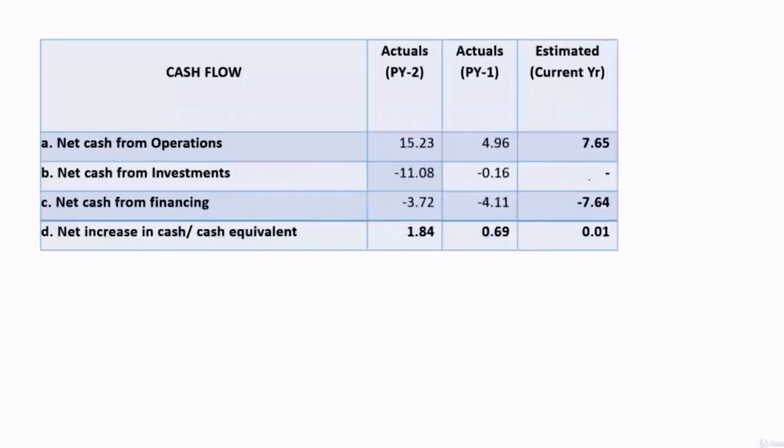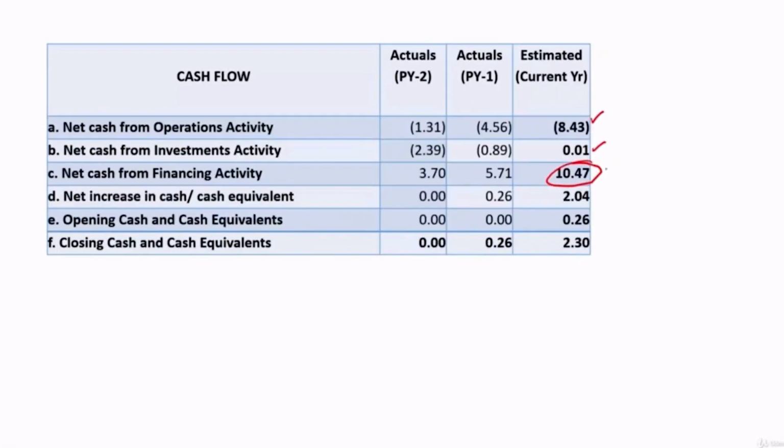This 10.47 crore has to be analyzed, because they are estimating almost double the level of the previous year's financing activity. So what are the sources? How much is coming from equity? How much is coming from bank financing? How much is coming from other loans? All those have to be listed out here, and eventually if you total this, they will have 2.04 crore cash generated during the year. With that, if the opening balance is added, closing will be 2.3.